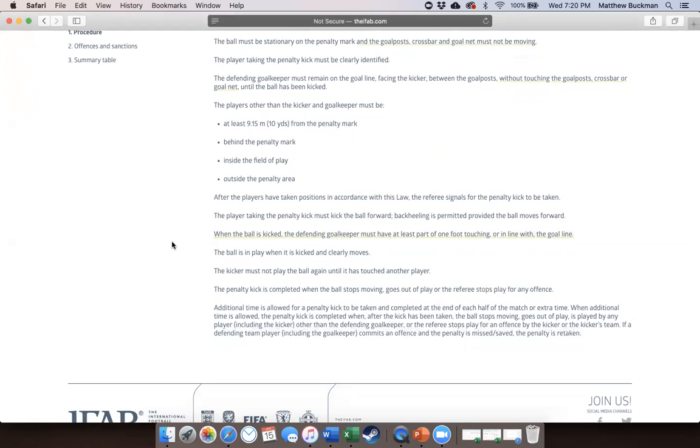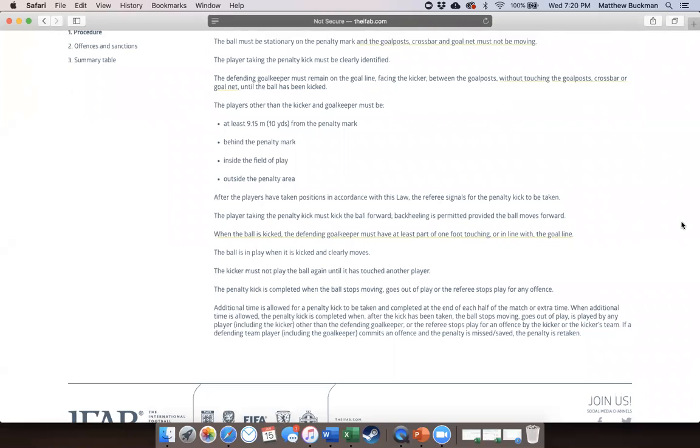The ball is in play when it has been kicked and clearly moves. That is language that is newer to the laws of the game. It used to be that the ball had to roll a certain distance or et cetera, et cetera. Now they've simplified it by saying the ball is in play when it is kicked and it clearly moves. So it just needs to clearly move a little bit for that.